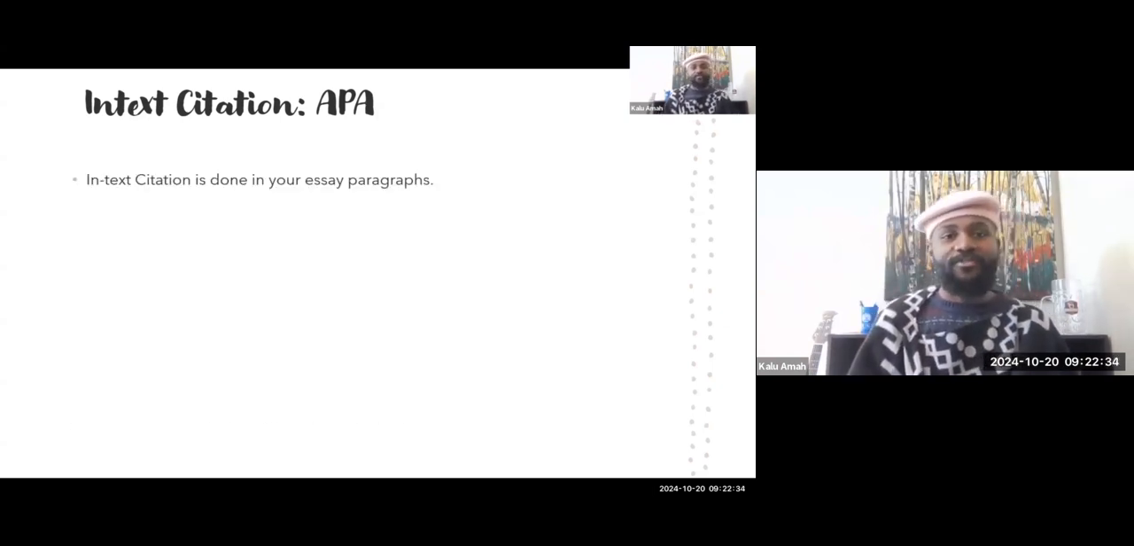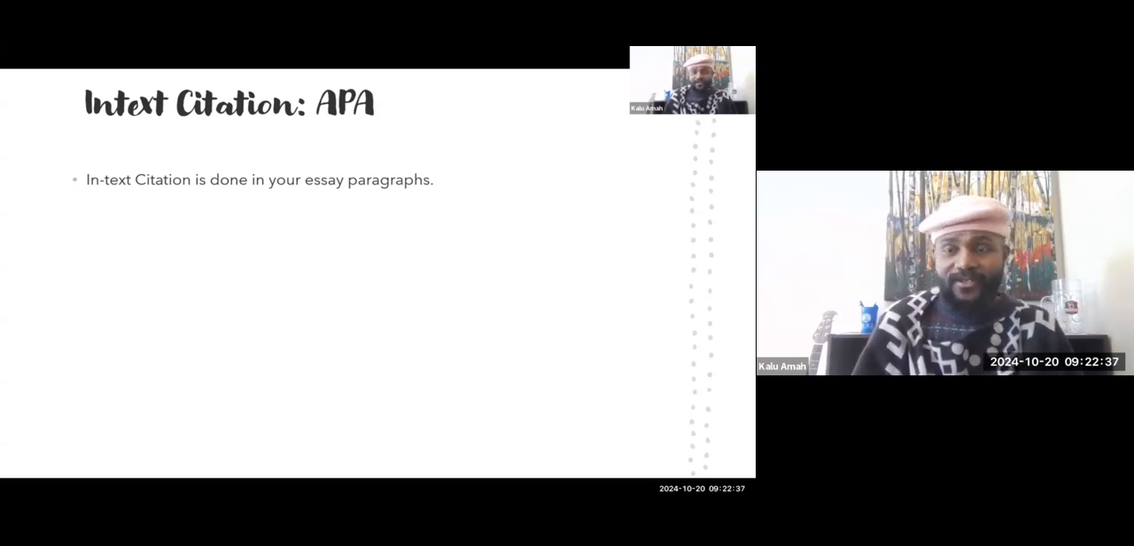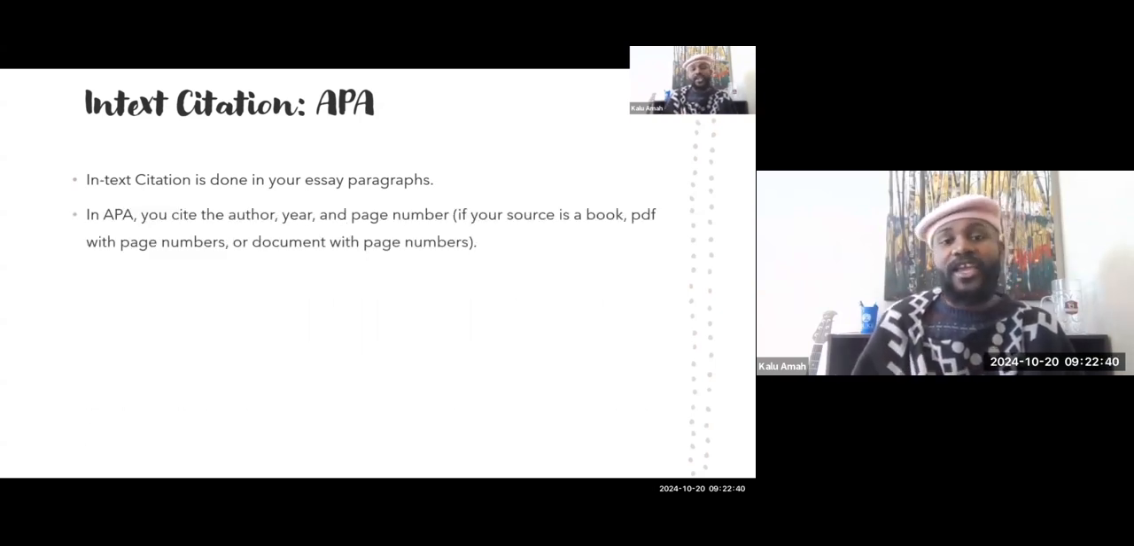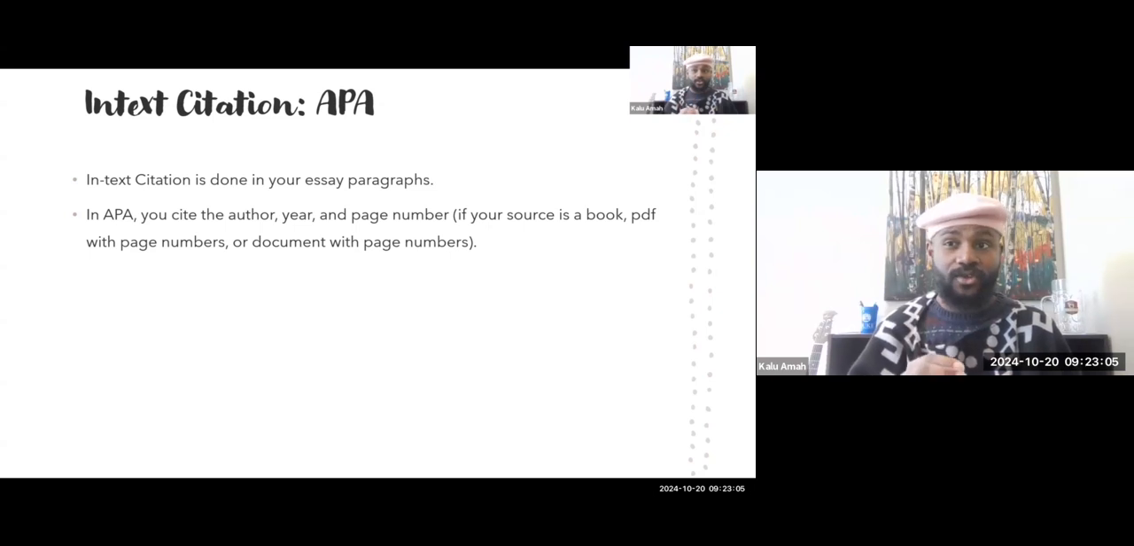So talking about in-text citation in APA style, in-text citation is done in your essay paragraphs, like I've mentioned ab initio. So in APA, you cite the author, year, and page number. If your source is a book, PDF, or any document with page numbers, you have to cite the author, the year, and page number. But if there is no page number, it's just the author and the year.